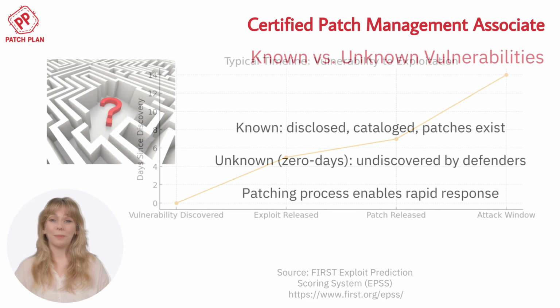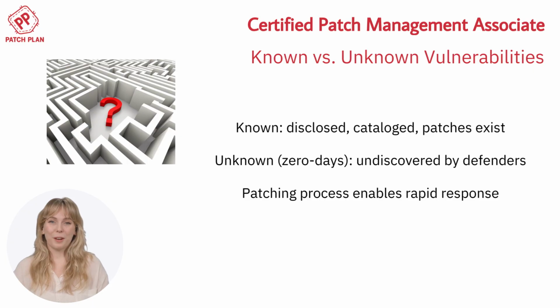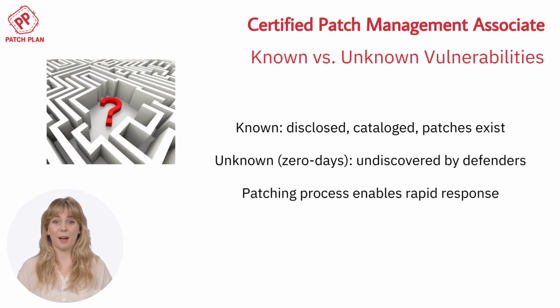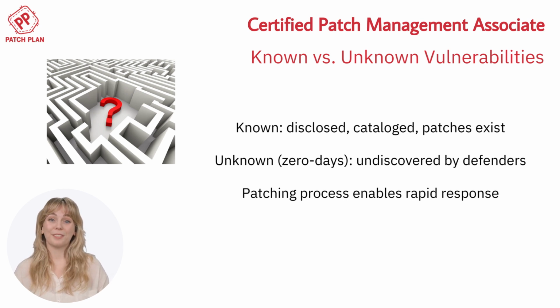Not all vulnerabilities are public. Known vulnerabilities are those that have been disclosed and cataloged in databases like the National Vulnerability Database or CISA's Known Exploited Vulnerabilities list. These are widely tracked, and patches usually exist. Unknown vulnerabilities, often called 0 days, are flaws not yet discovered by defenders or vendors. Attackers may exploit them before a patch exists. While patch management cannot solve 0 days directly, it ensures that once fixes are released, they can be applied quickly.